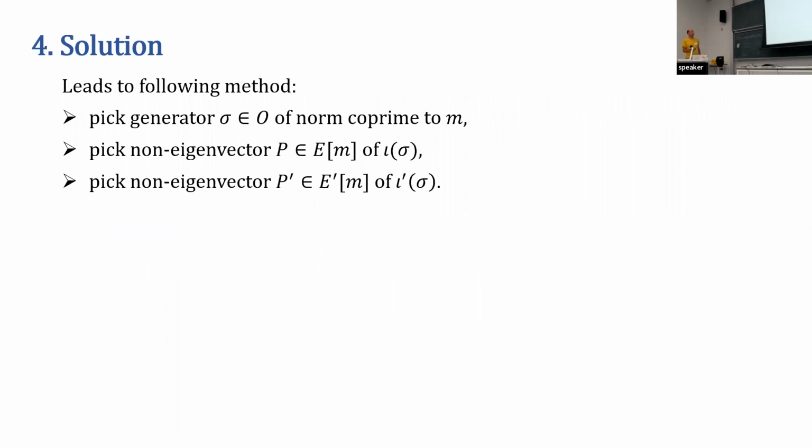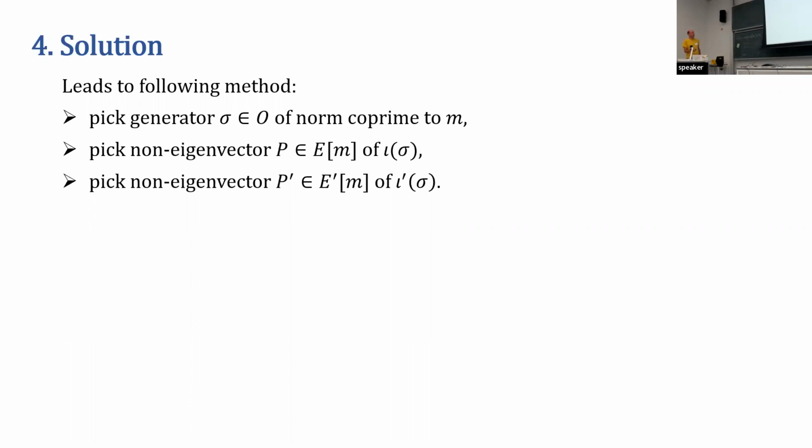What we do is we pick a generator of O. We also pick it of norm coprime with M. I will explain in a second why we need that. But just let me stress that this is very easy to find in practice. If sigma doesn't work, you can take sigma plus 1 or sigma plus 2, and very quickly you will have one of norm coprime. We also take a non-eigenvector P of iota of sigma. We take a non-eigenvector P prime of iota prime of sigma.